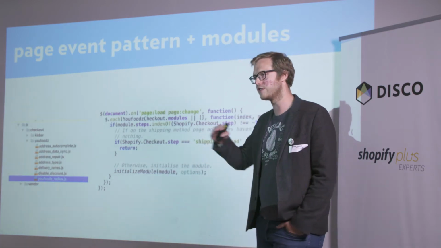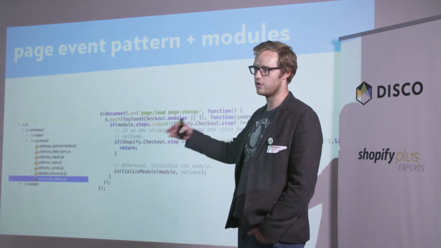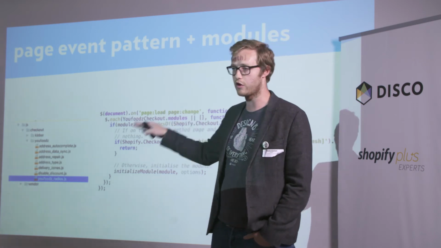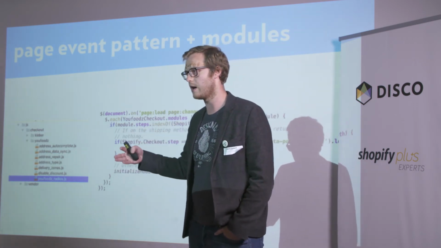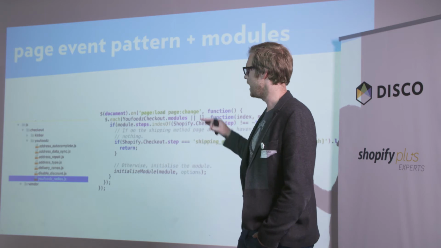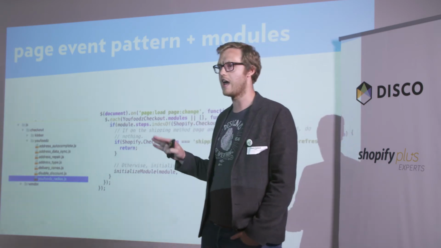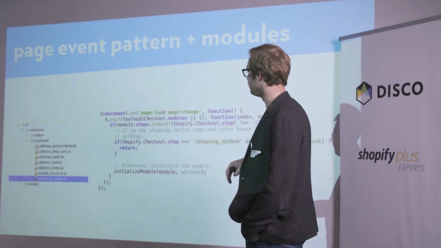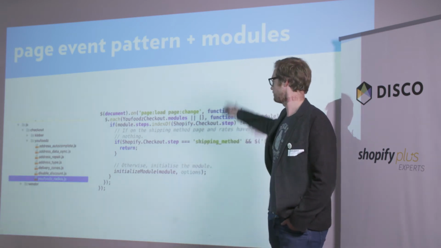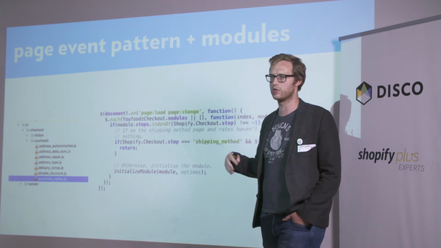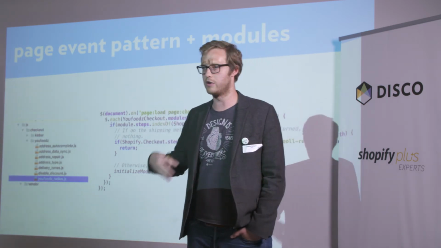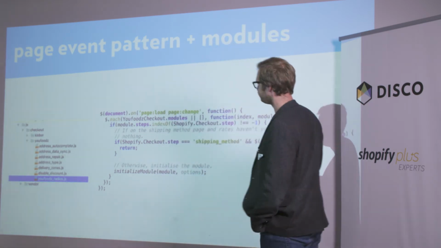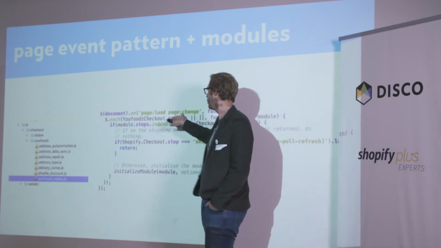Some of them are used on every step of the checkout. Some of them are only used on one. So, for example, the address autocomplete module is only used on the customer information step. Each module defines the step that it is needed for. It also defines which element it attaches to. And then in combination with this JavaScript, instead of listening to the document load event or something like that, we listen for page load or page change.